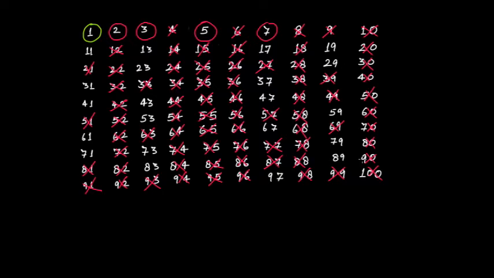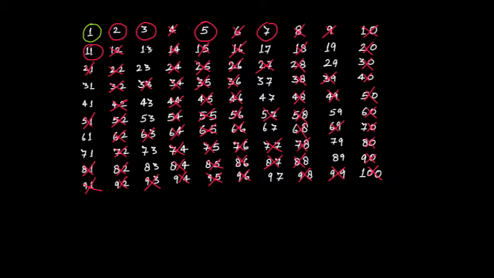Okay, now what next? Is 11 a prime number? Hey, of course 11 is a prime number. Now you can check for all the multiples of 11. 11 plus 11 is 22, gone. 22 plus 11 is 33, gone. 33 plus 11 would be 44, gone. 44 plus 11 would be 55, gone. 55 plus 11 would be 66, gone. 66 plus 11 would be 77, gone. 77 plus 11 would be 88, gone. And 88 plus 11, 99, it's also gone.